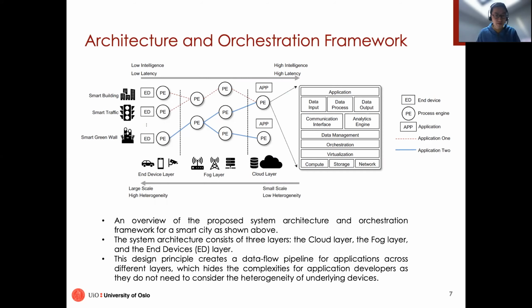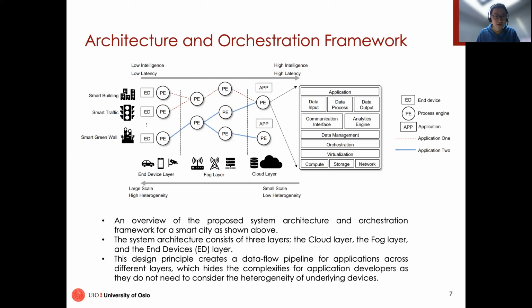Our design principle creates a data flow pipeline for applications across different layers, which hides the complexity from application developers, as they do not need to consider the heterogeneity of underlying service devices. How can we do that? As the figure shows, we create the process engine model here. The process engine can be deployed in end devices, the fog layer, and the cloud layer, and they are the fundamental elements for the applications.